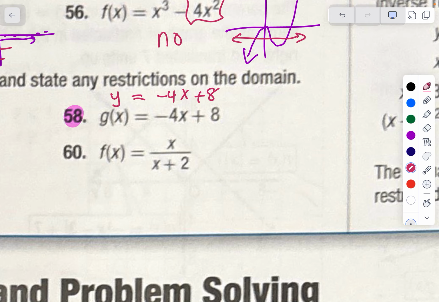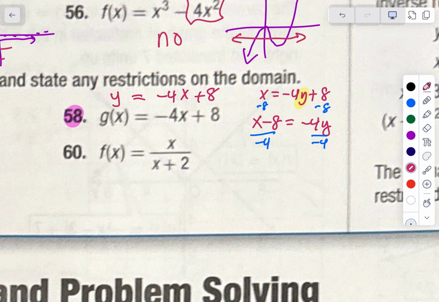After you've done that, you are going to flip-flop the x and y. That's what an inverse does. The x becomes a y and the y becomes an x. So just flip-flop. So x equals negative 4y plus 8. And then once you have flip-flopped, all we want to do is isolate the y term and solve it for y. So we just need to read y equals all the other junk. So we are going to subtract 8. We get x minus 8 equals negative 4y. Okay, and then we have to divide by negative 4.